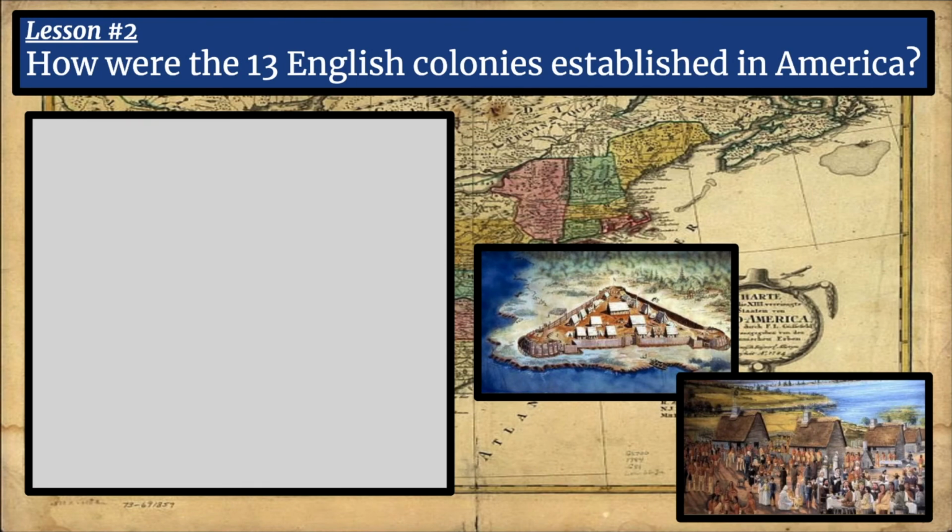So we are now taking Cornell-style notes or focus notes, whatever you want to call them, we are taking notes. And our first essential question is, how were the 13 colonies established in America by the English? Or how were the 13 English colonies established in America? That should be a question on the left side.